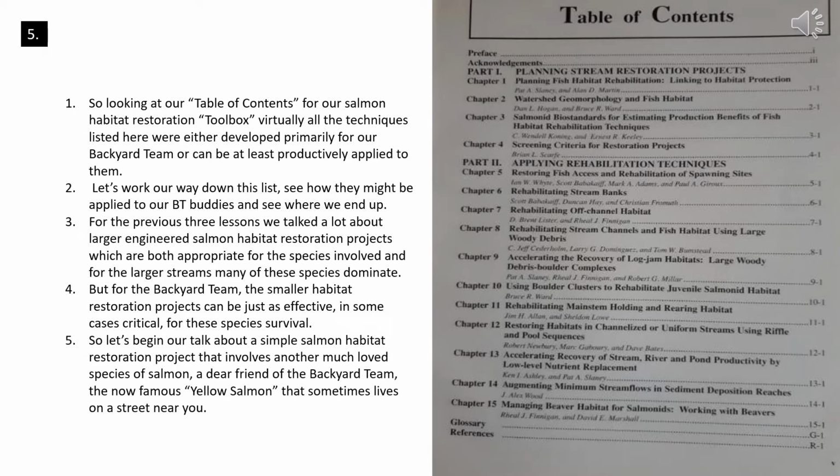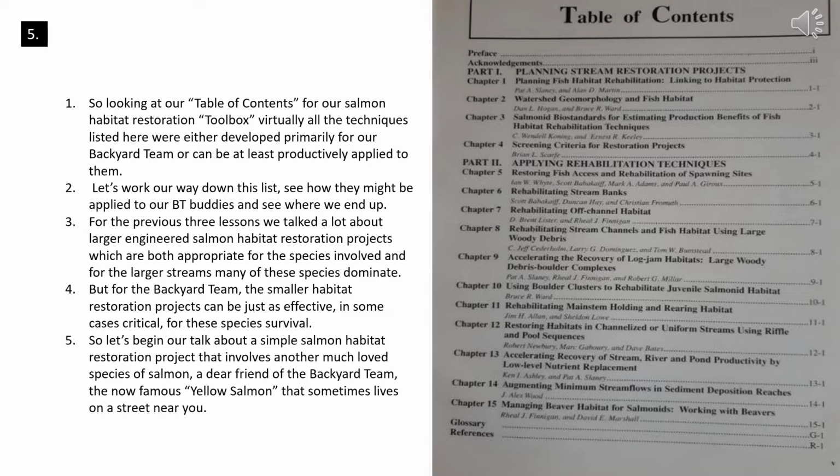So looking at our table of contents for our salmon habitat restoration toolbox, virtually all the techniques listed here were either developed primarily for our backyard team or can be at least productively applied to them. So let's work our way down this list, see how they might be applied to our BT buddies, and see where we end up.